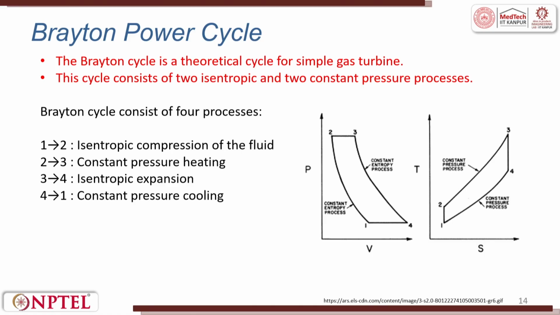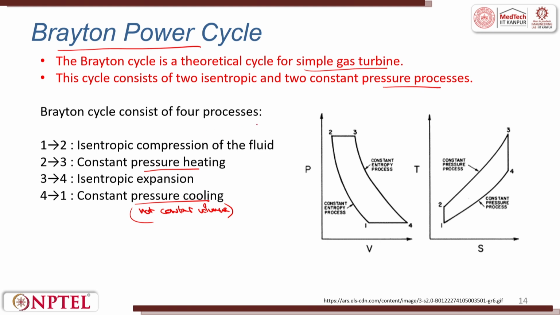There is another cycle known as the Brayton cycle, in which heating is constant pressure and cooling is also constant pressure. That is, it is not constant volume cooling. If it is constant volume cooling, then it comes as the diesel cycle. So, this is the Brayton power cycle. The Brayton power cycle is a theoretical cycle for a simple gas turbine. This cycle consists of 2 isentropic and 2 constant pressure processes.